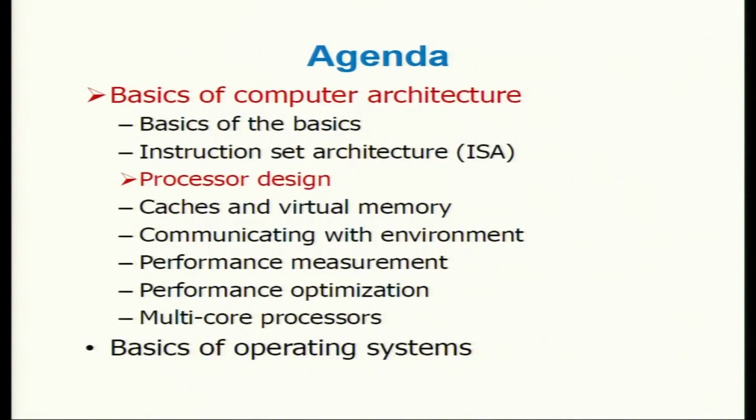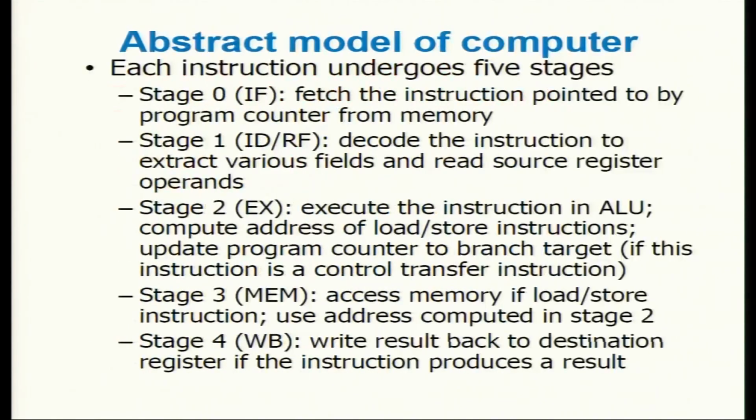So now we'll move on to a bit on processor design. We'll start with an abstract model of computer. And we'll essentially assume that each instruction goes through 5 stages. So this is roughly based on what an instruction does. Stage 0 is called instruction fetch, where you fetch the instruction pointed to by the program counter from memory. So program counter is the place where you get the address of the next instruction.